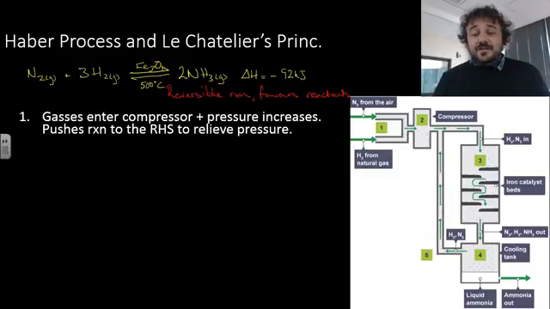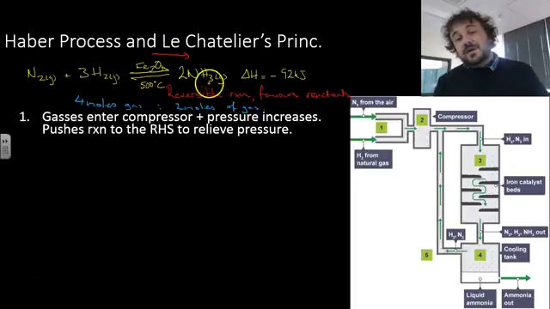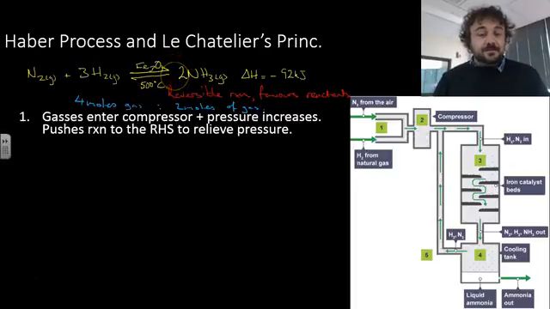So the first step is the gases come in, don't worry about these numbers so much, and enter the compressor. This is a compressor here. It compresses, a fan pushes it all into a smaller volume. This increases the pressure and pushes the reaction to the right-hand side, further over this way, to relieve the pressure. And the reason it does this is because there are 4 moles of gas over here, 2 moles of gas there. So it'll push it that way to relieve the pressure.